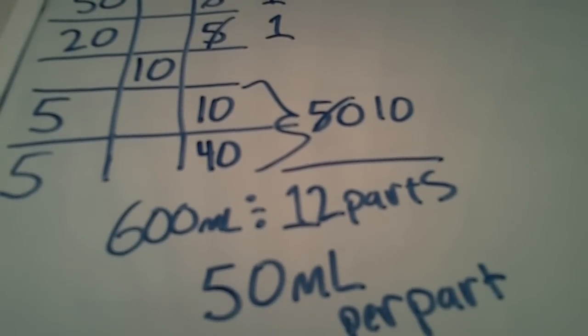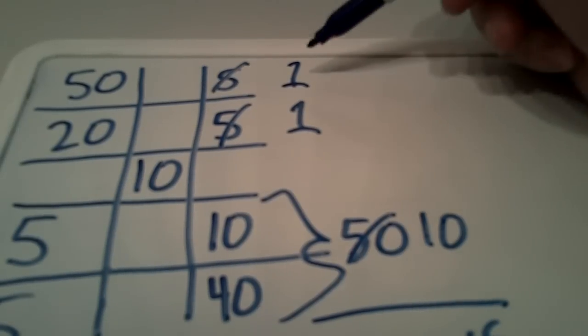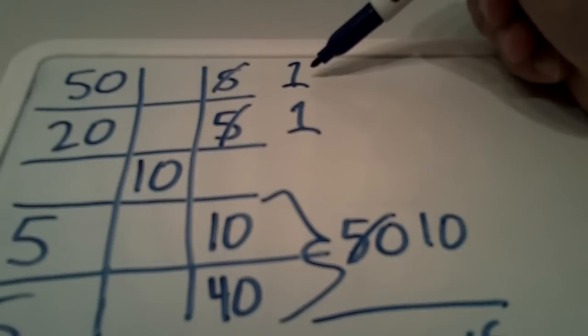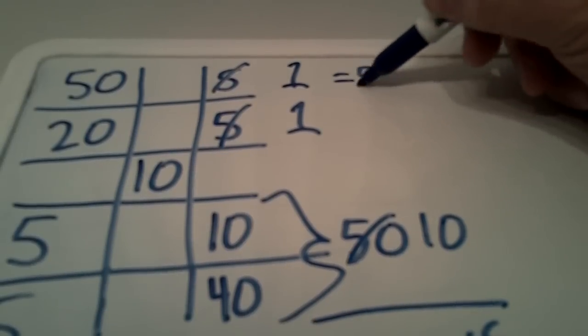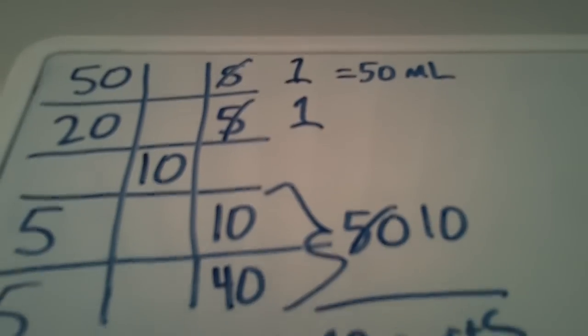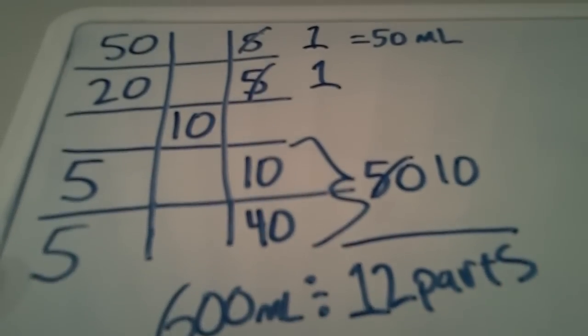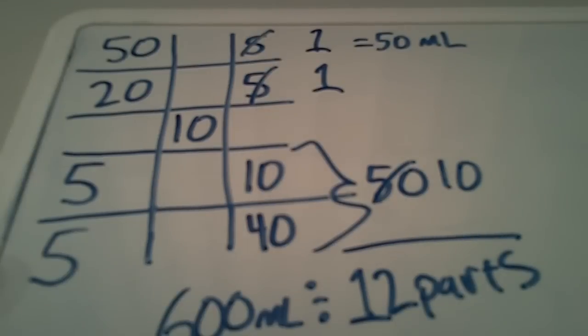Then we look back up at our 50% strength, which is what the question was asking us to report, and we need 1 part. 1 part is 50 milliliters, so our answer is 50 milliliters. If it had been 2 parts, it'd be 100 milliliters, and so on. That's how we work this out. It's just like an alligation, except you double up.